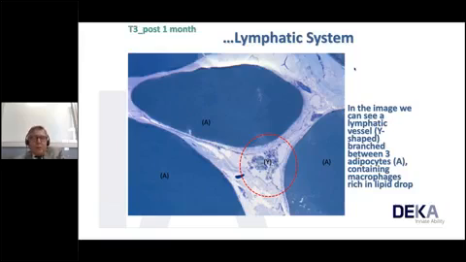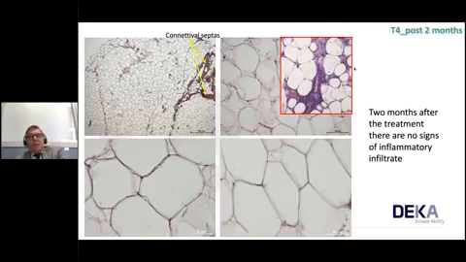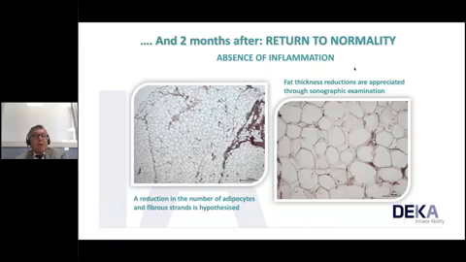And histologically, what happens after? You see, 2 months post-op, there are no signs of inflammatory infiltrate. You see the infiltrate that I showed before in the red box, and actually the connective septa are restored and there are no signs of inflammation here. Here again, you see there is a reduction in the number of adipocytes and fibrous strands, as hypothesized. The fat thickness reduction is appreciated through sonographic examinations, many of which have been performed.